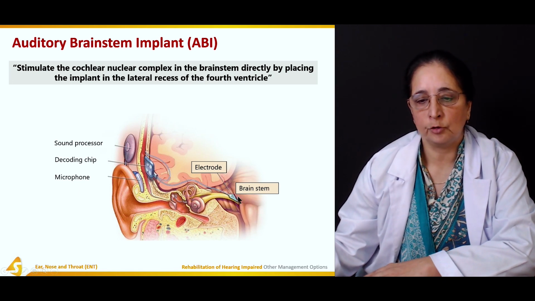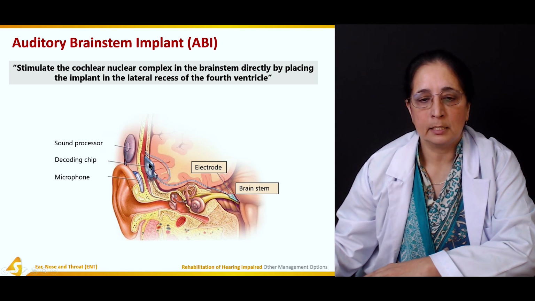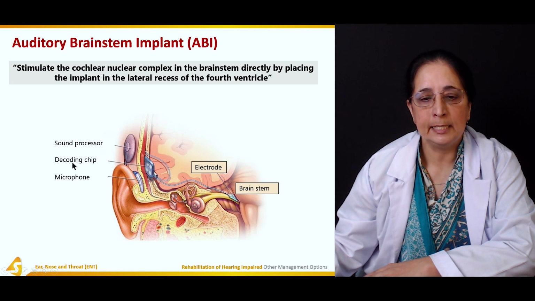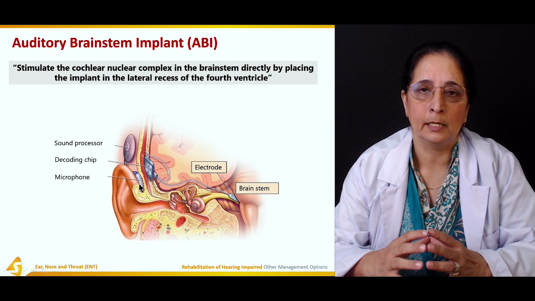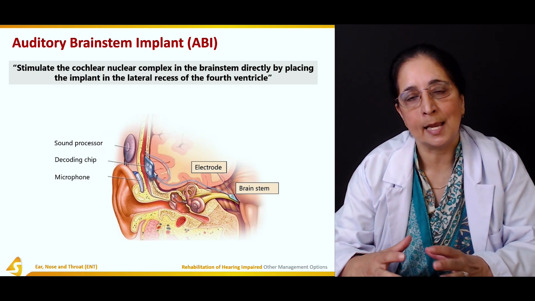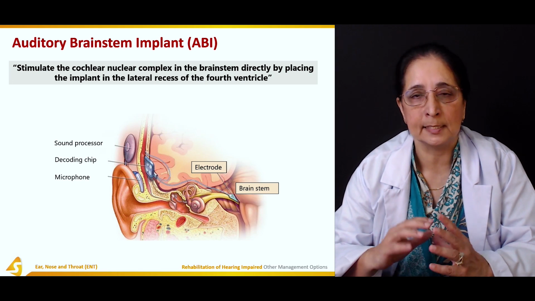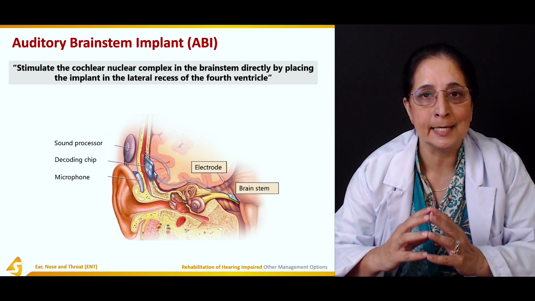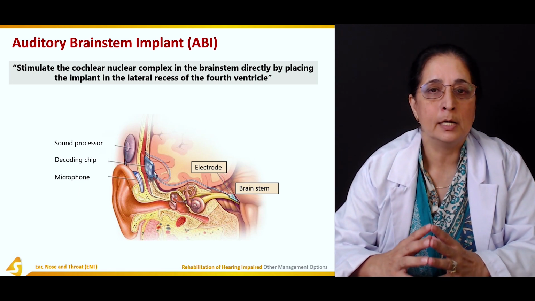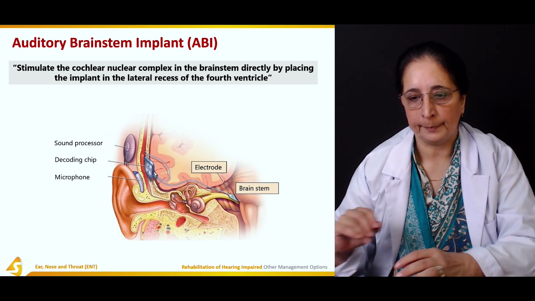Here is the electrode, and this is the sound processor, the decoding chip, and then we have the microphone. So more or less the components are the same as in the cochlear implants, but the point where the electrode is placed is different in the auditory brainstem implant.